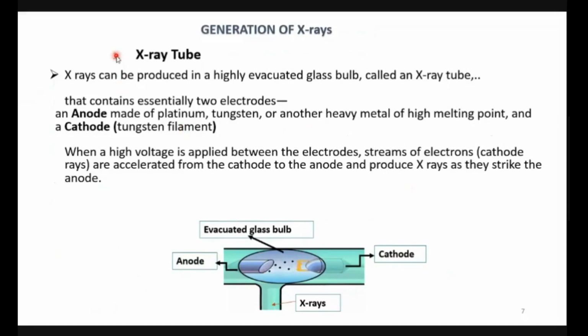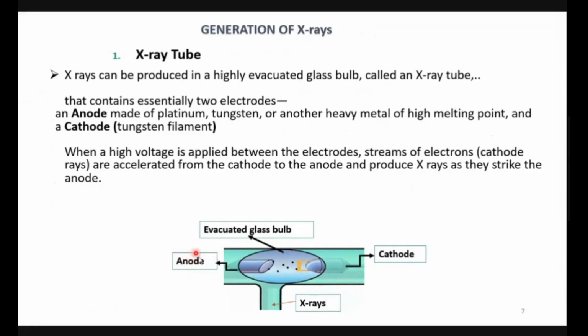Now, there are many ways of generating X-rays. As I said in the beginning, you have only one in your syllabus, that is the X-ray tube. X-rays can be produced in a highly evacuated glass bulb called an X-ray tube. Here you can see the X-ray tube. This is the bulb which is evacuated. This evacuated bulb contains two electrodes, cathode and anode.